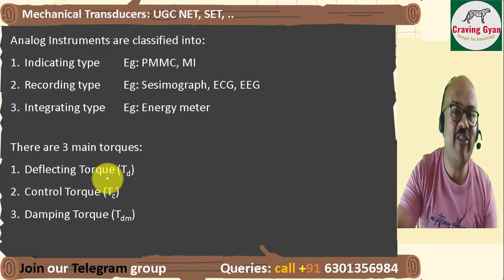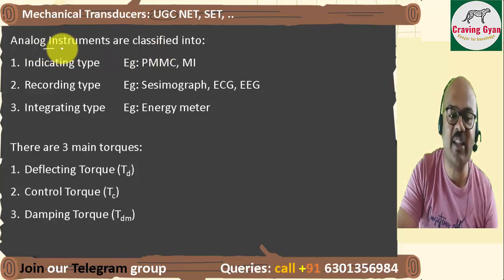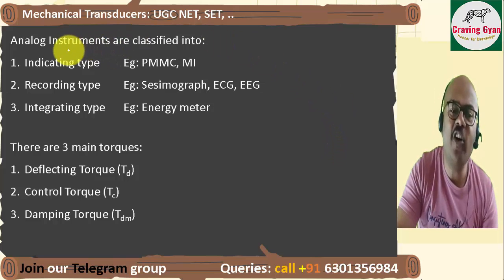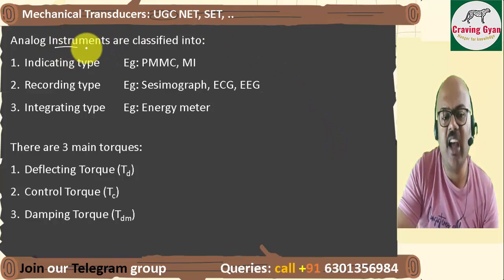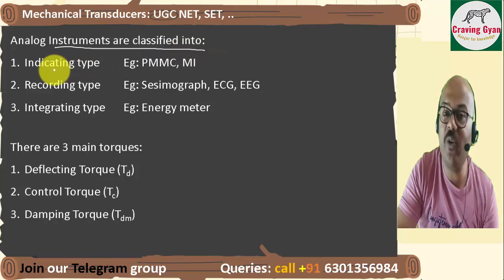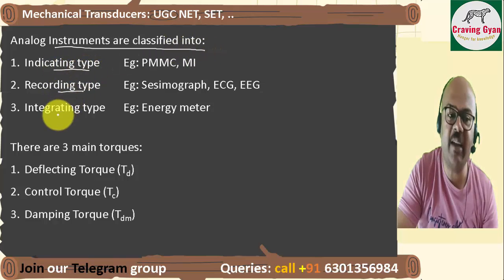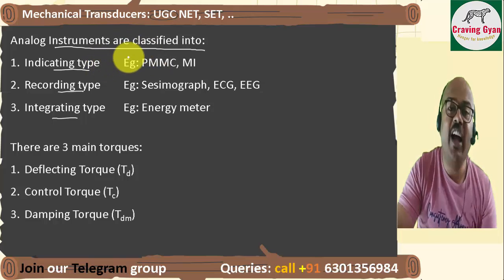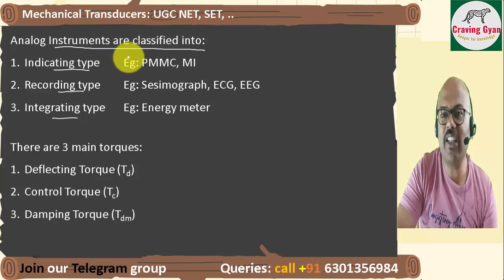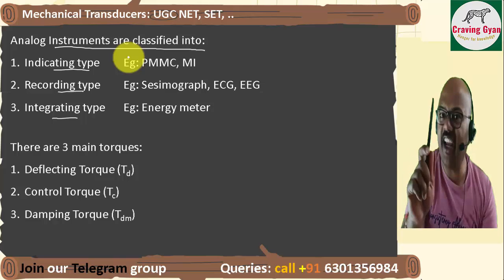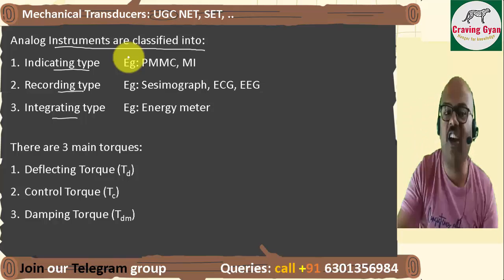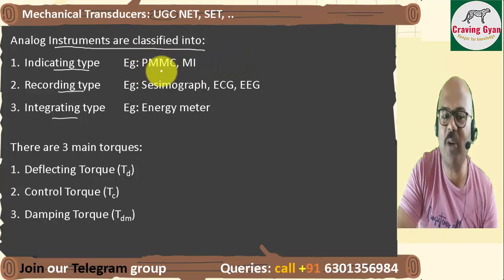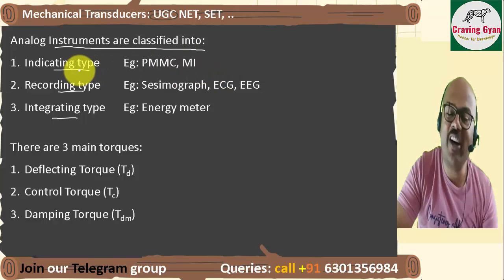So in this video, we shall discuss analog instruments. Now look at how we are going to classify the analog instruments. Analog instruments are classified into integrating type, recording type, and indicating type. In the case of indicating type, it is going to come up with the value. Suppose in analog instruments, you have a needle which shows a deflection, or indicates the value. Examples are the permanent magnet moving coil and the moving iron. So these things are examples of the indicating type.